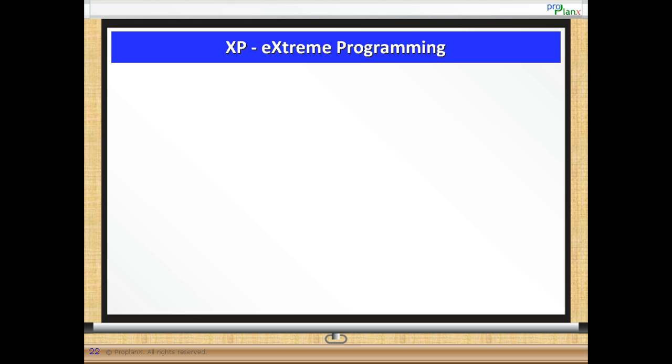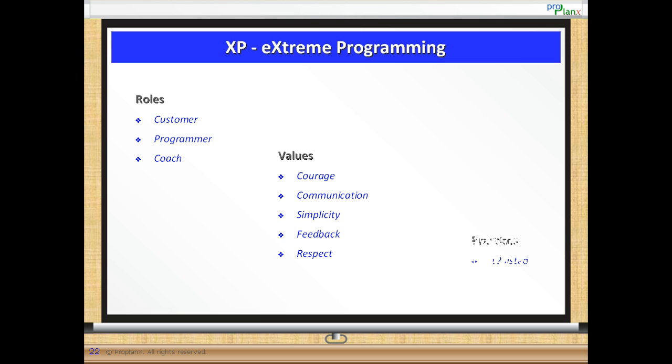Extreme programming. Continued. Extreme programming consists of 3 roles, 5 values, and 12 practices. The 3 roles include customer, programmer, and the coach. XP values are courage, communication, simplicity, feedback, and respect. Finally, there are 12 practices that we will cover shortly. Now, let's keep moving along to understand these in greater detail.